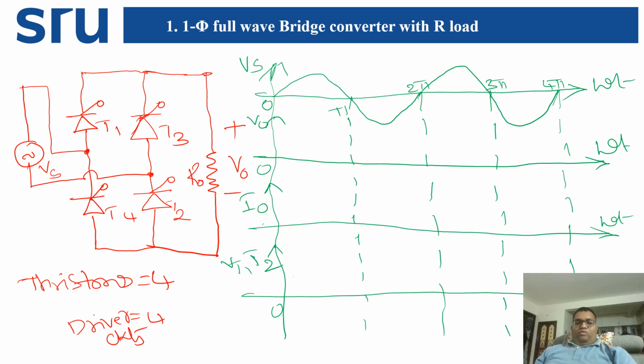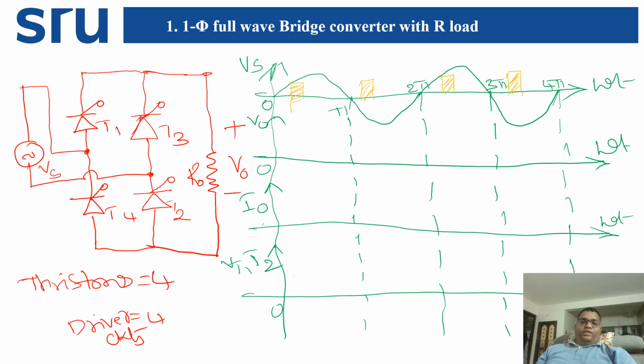Now we will see what pulses we are going to give. Thyristor T1 will be switched on at this position, so this is the pulse which turns on thyristor T1. Similarly here thyristor T2 will be switched on, this is the T2 pulse. Similarly here thyristor T3 will be switched on, and then T4. Alternate thyristors are going to be switched on. Let us take a pulse here.